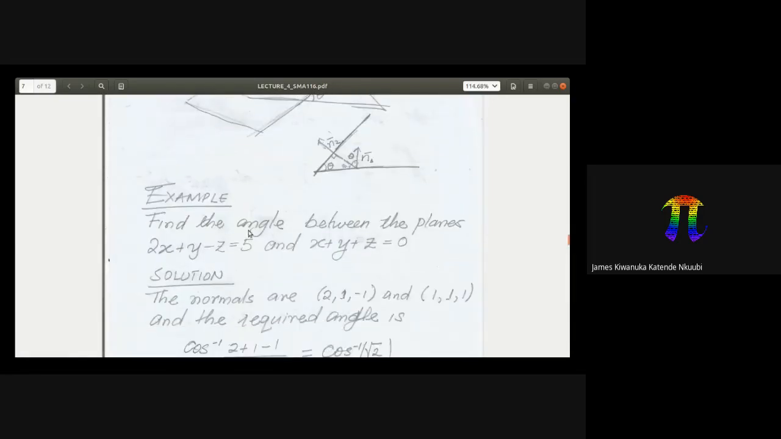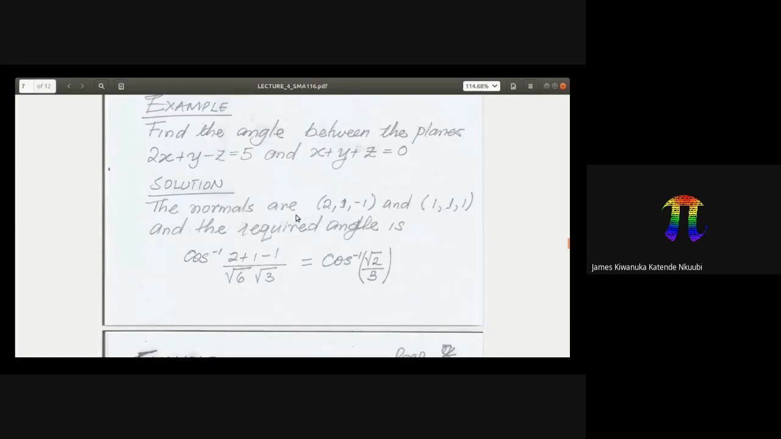So the next example says find the angle between these two planes, 2x plus y minus z is equal to 5 and x plus y plus z is equal to 0. So the normals are, as usual, you just pick the coefficients, 2, 1, negative 1, and here it's 1, 1, 1. Then the angle, when we apply our formula, this is what we get. That's the angle. And it's cos inverse root 2 over 3.